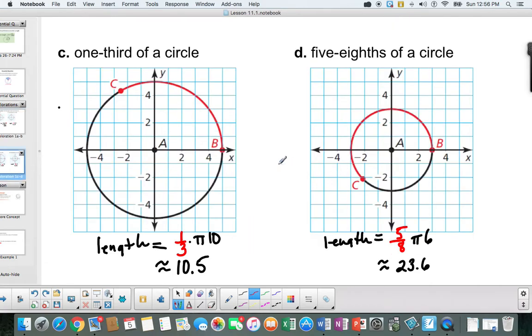The next one, and again, this is part of the whole circle, so I see I'm taking 1/3 and then I use the pi d formula. I can see right here that my radius is 5, and so I'm going to use the pi d and make the d 10. And this answer is about 10.5. I want 5/8 this time, 5/8 of pi d. Again, the radius is 3, so I know that the diameter is 6, and I get about this answer.